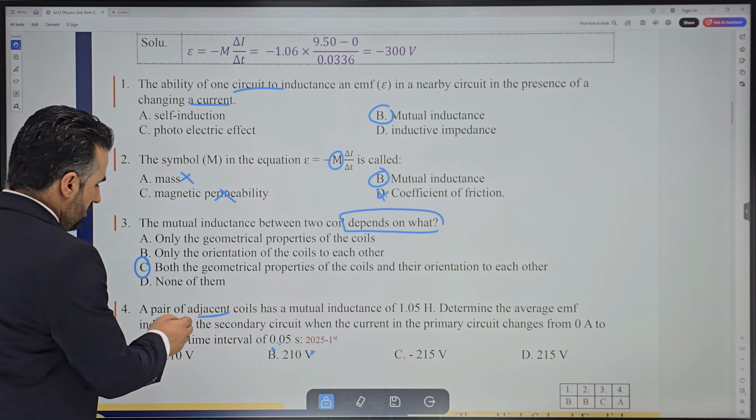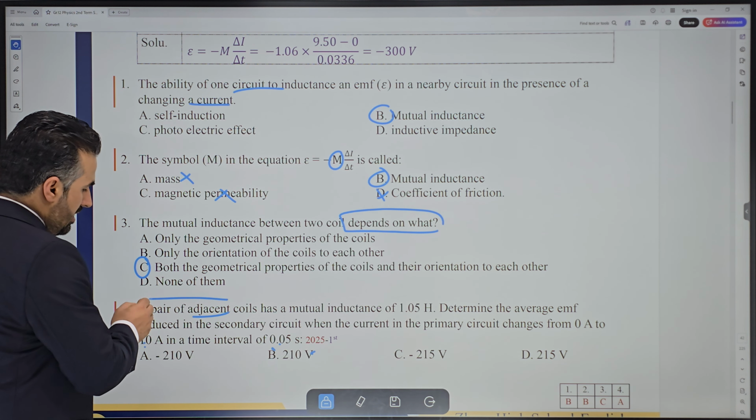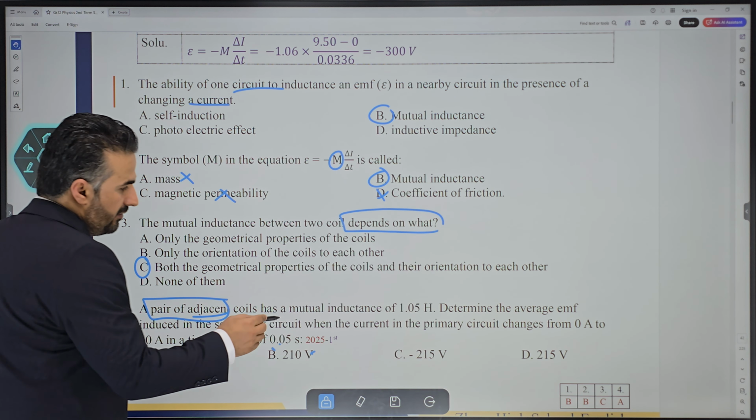It says a pair of adjacent coils. Whenever you hear pair of, that is obviously mutual inductance.